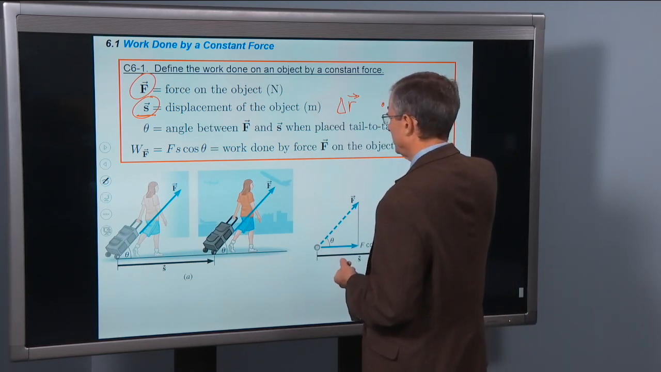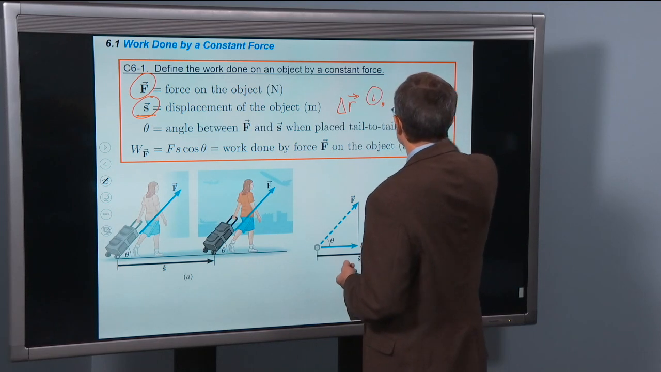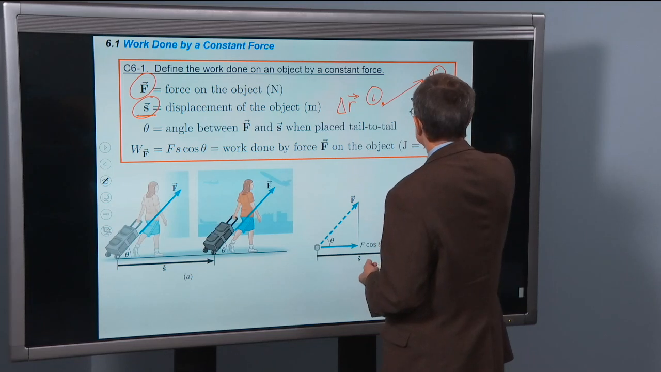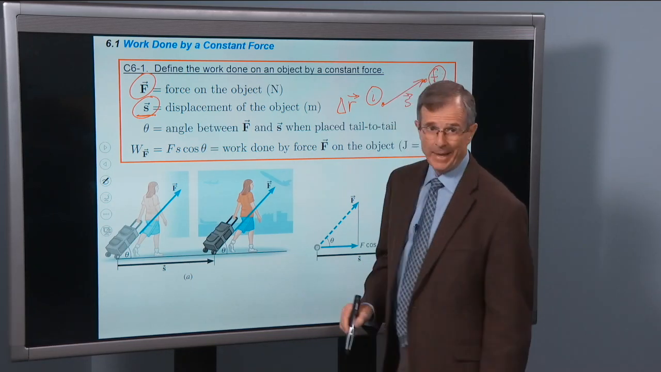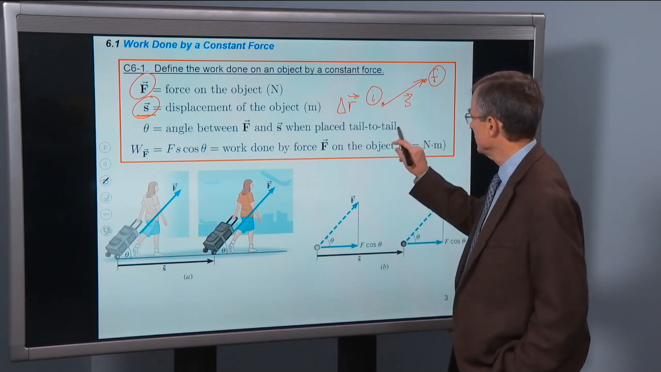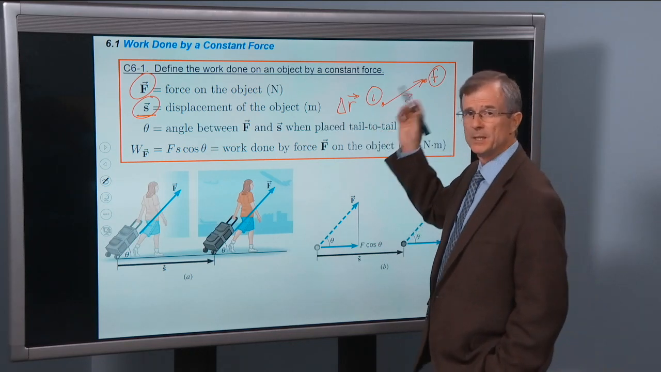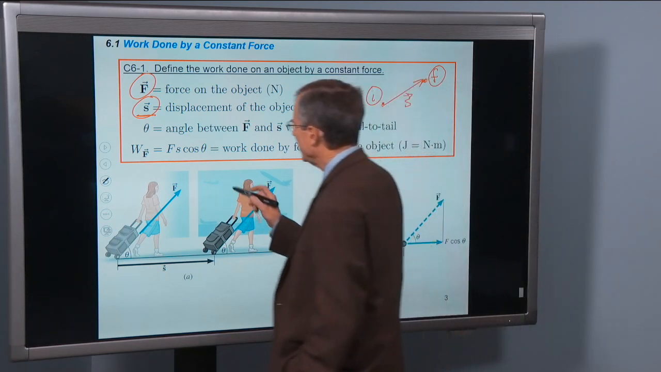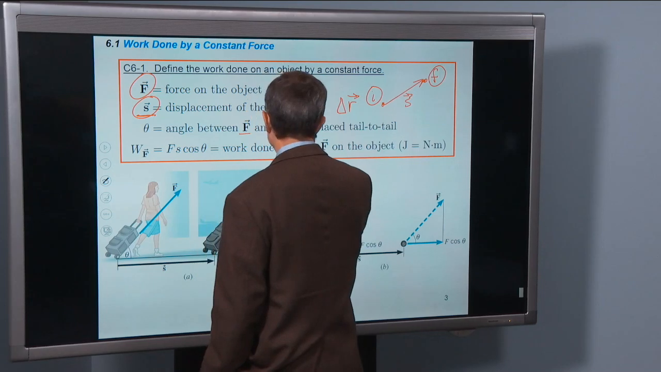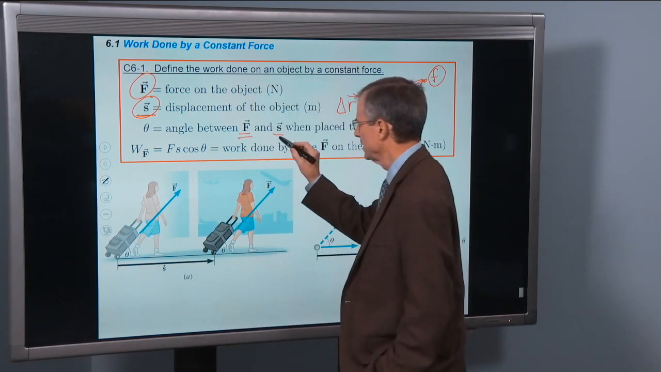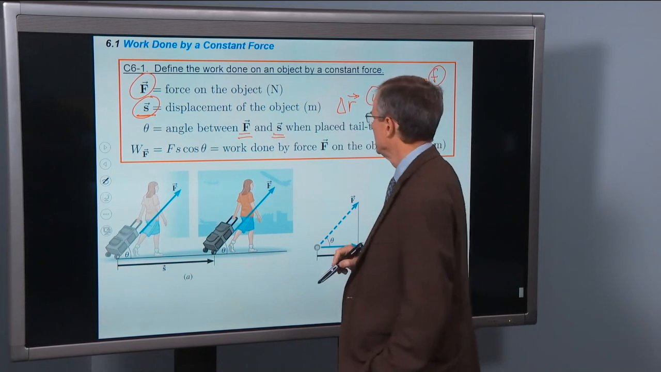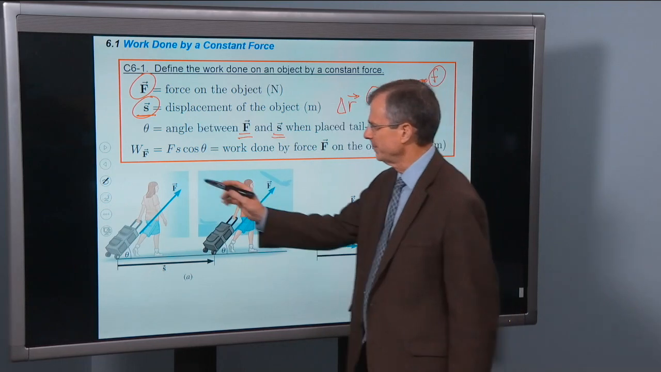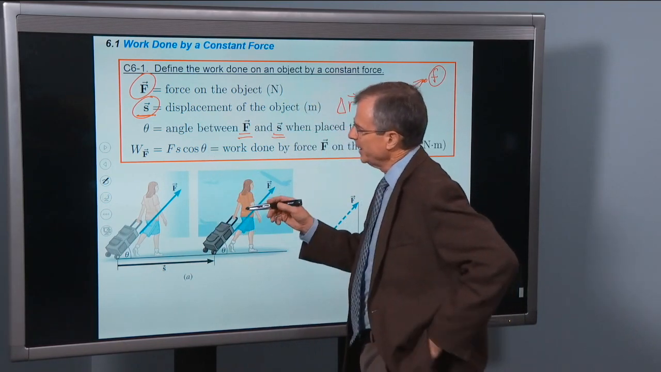So we have an initial and a final. Then S, aka delta R, is the displacement vector. It's a vector that points from the initial spot to the final spot. Theta is defined as the angle between F and S, the force and the displacement, when those two vectors are placed tail to tail. And then the work is defined by this equation.